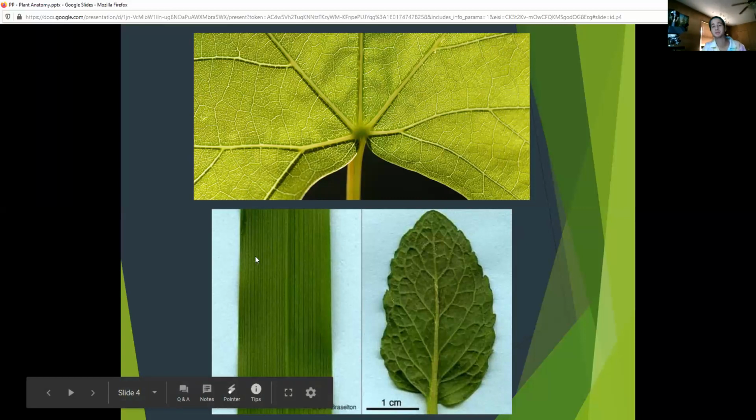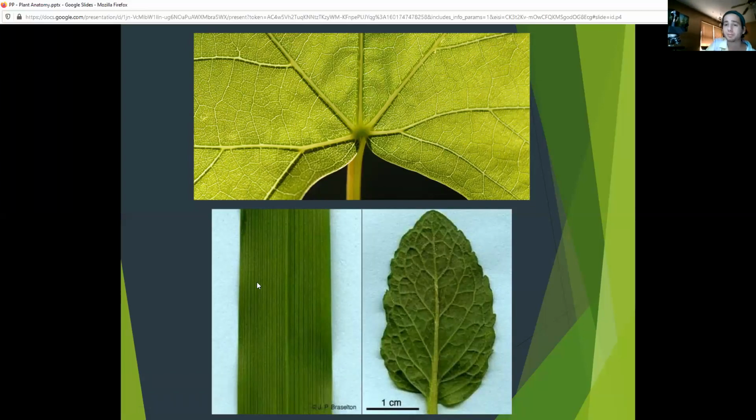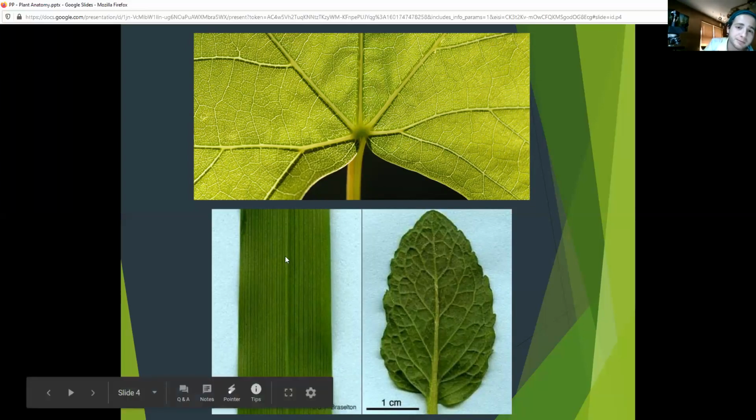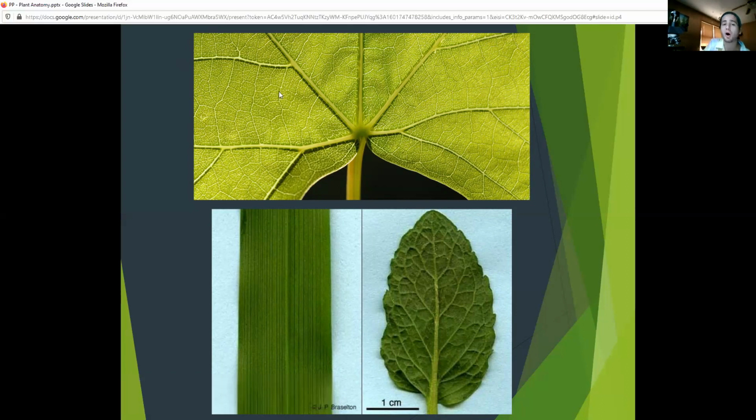Here are a couple of examples of this. This is our parallel venation. A good example that you might find in your backyard is an iris. Here's an example of our palmately net-like venation.